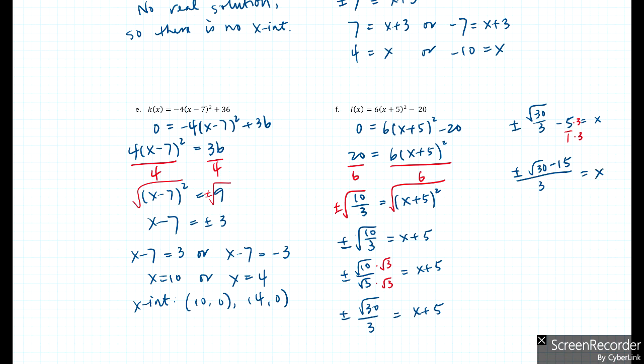And then to report our answers, our x-intercepts are going to be the positive root 30 minus 15 over 3, comma 0, or we can have the negative root 30 minus 15 over 3, comma 0. The number is messy, but as long as the steps are clear and you're doing the right steps throughout, this is perfectly fine to have this type of solution.